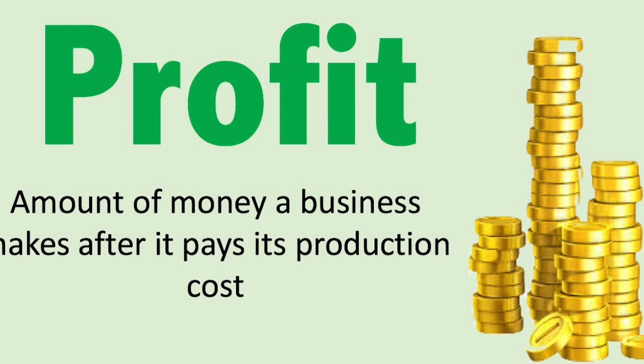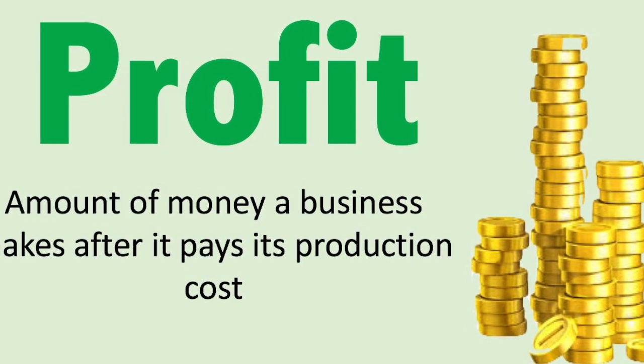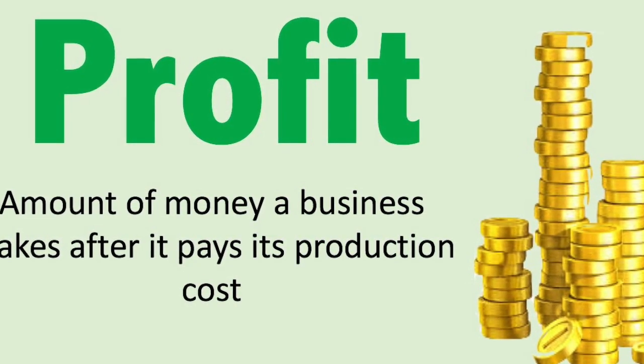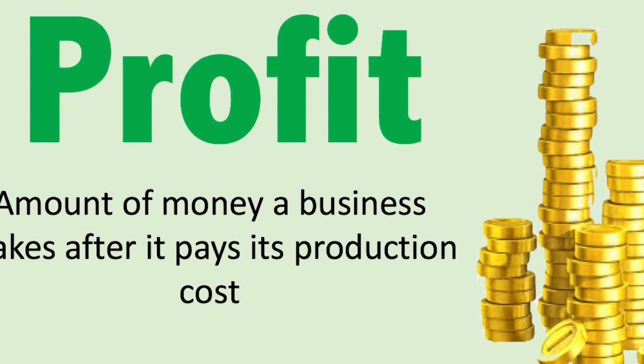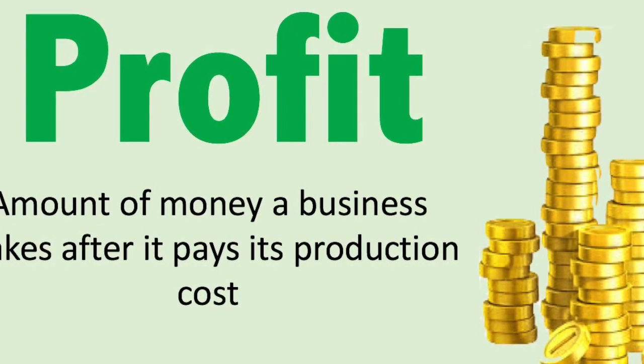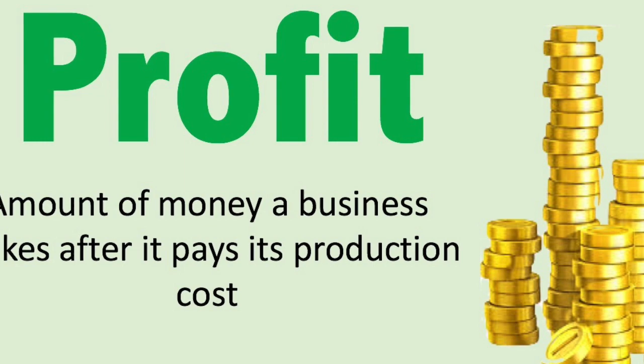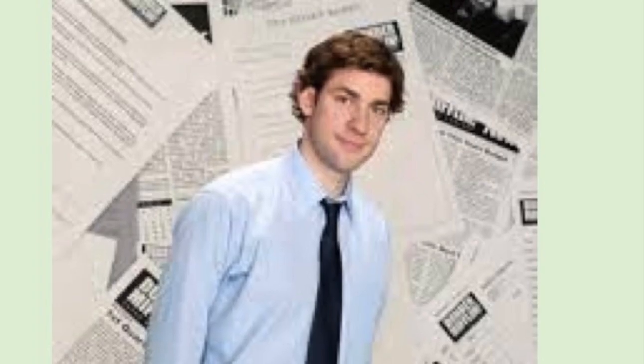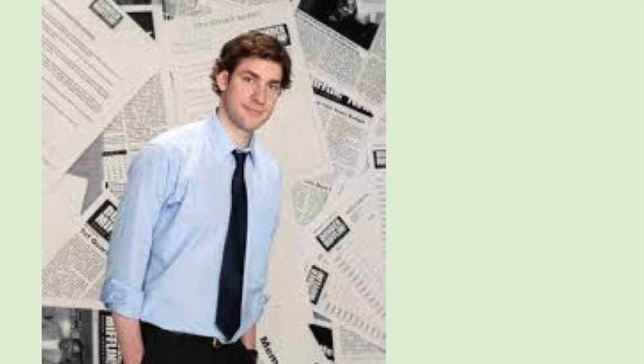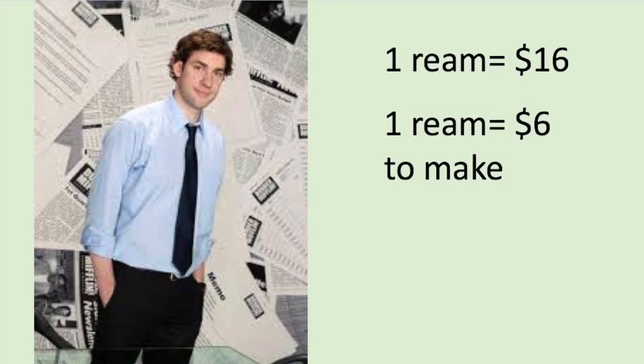So, in order to find Jim and Dwight's profits, you would first need to find the total amount of money each made for the company. To do this, you would multiply the number of reams they sold times the amount charged per ream. In this case, for Jim, we know that he sells 200 reams of paper. We also know that each ream is sold for $16.